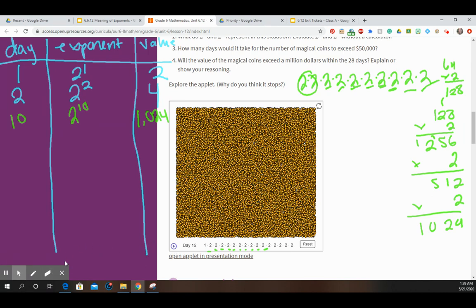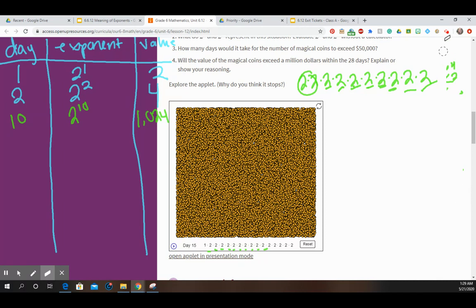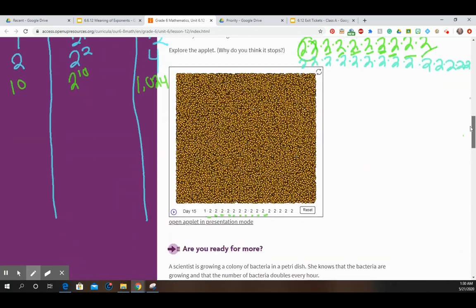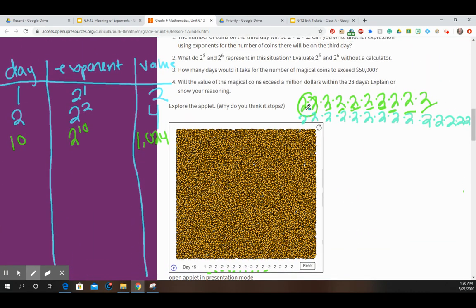Okay, so let's pause it at day 15. So we saw before at day 10 we had 1,024. Let me erase a little bit of space here. So at day 10, I had 2 to the 10th, but now I want 2 to the 15th. I'm going to use a different color. So I have 2 times 2, 3, 4, 5, 6, 7, 8, 9, 10, 11, 12, 13, 14. I ran out of space. 15. I'll add it on over here.